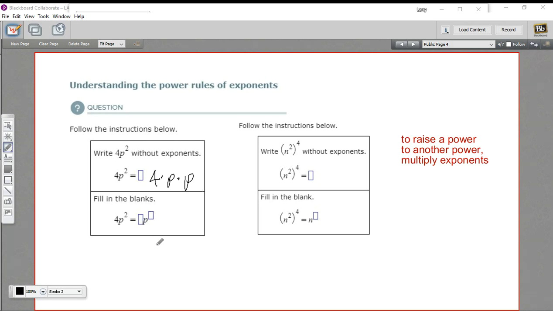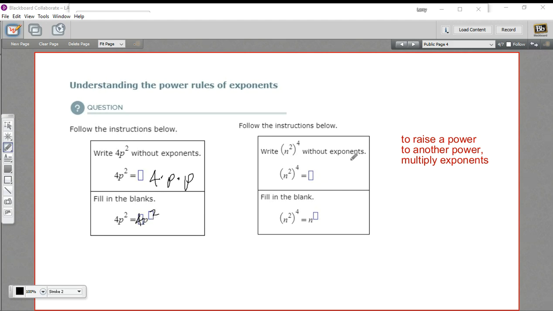And in the second part, they just want us to put it back together, basically. The number outside, this coefficient here, is going to be 4. And the power that we have for p is multiplied by itself 2 times, that's going to be 2. So that's just 4p squared.